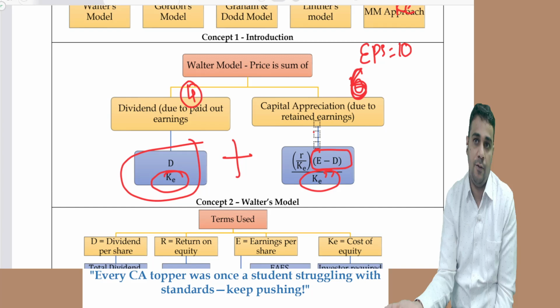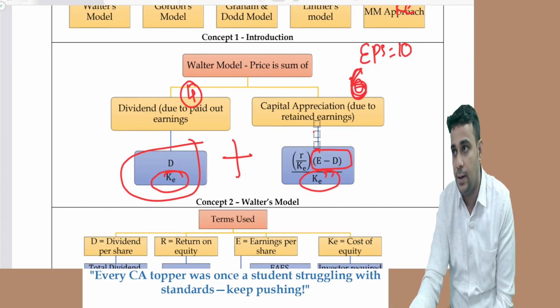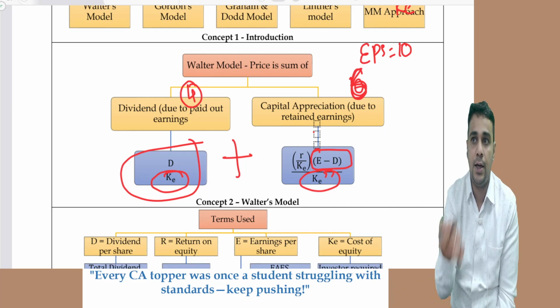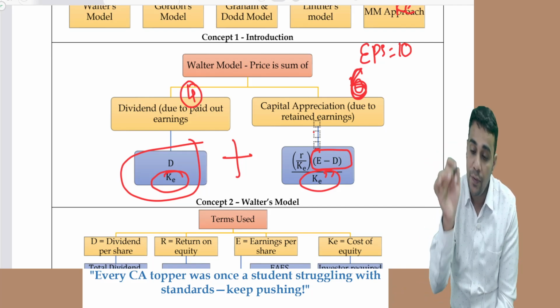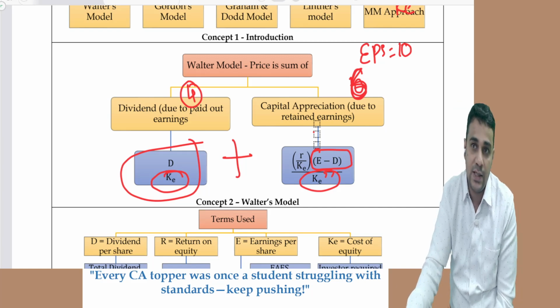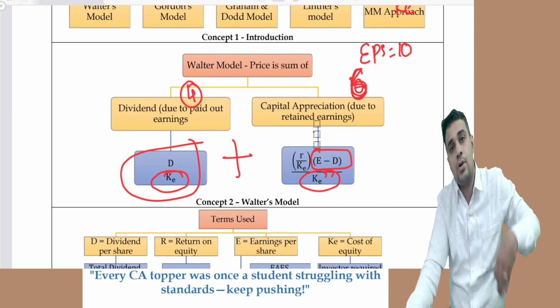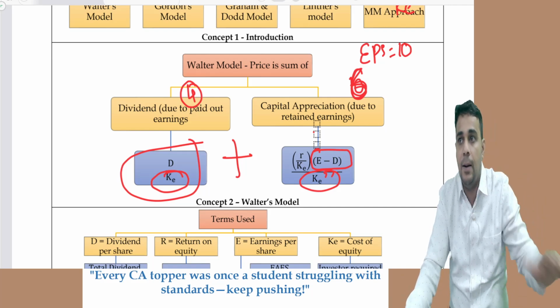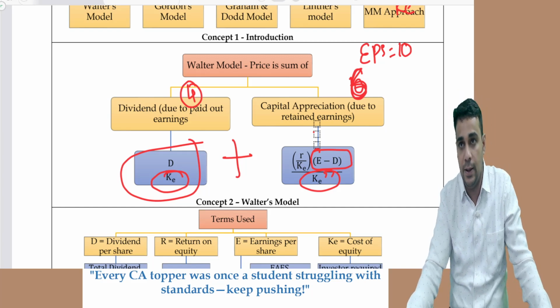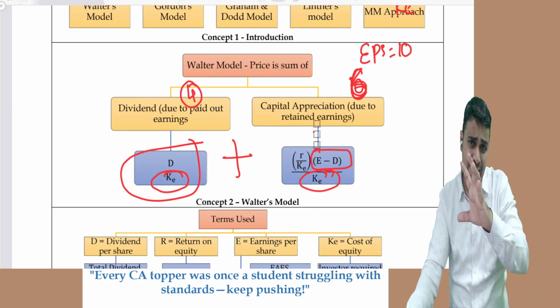Then why should I split? If both are only KE in the denominator, what is the point of splitting? 4 divided by 10% plus 6 divided by 10%, or you directly do 10 divided by 10%. So on the retained earnings, I'll multiply something. What is that multiplier? The multiplier is the return of the company as compared to the cost of equity of the company. That is, you retain 6 rupees.